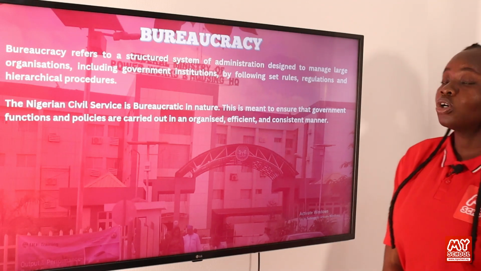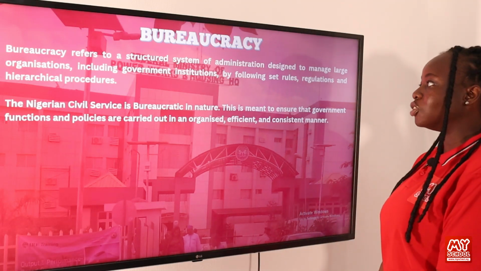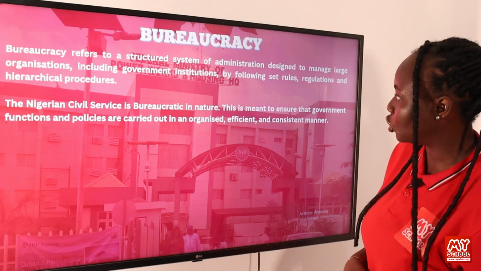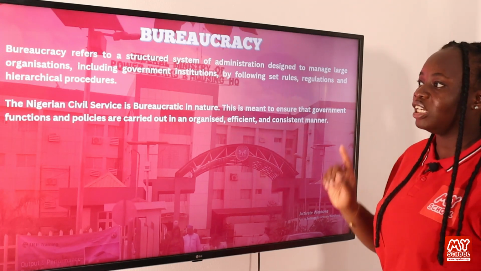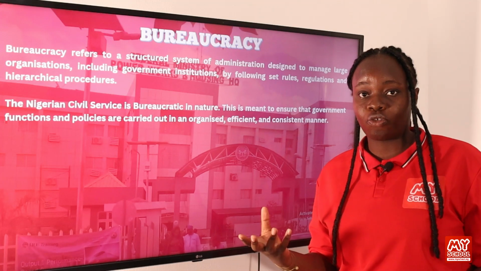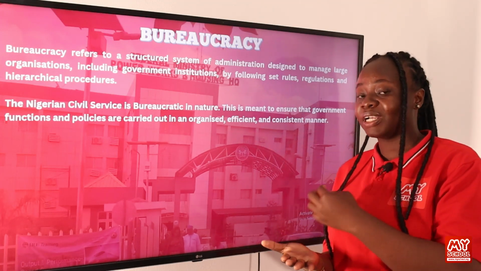All right, we are going to discuss the concept of bureaucracy. Bureaucracy refers to a structured system of administration designed to manage large organizations, including government institutions, by following set rules, regulation, and hierarchical procedures. We've discussed bureaucracy as a form of government. Bureaucracy is a form of government. It is a form of government that is practiced by civil servants.